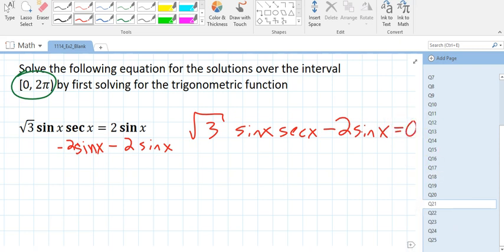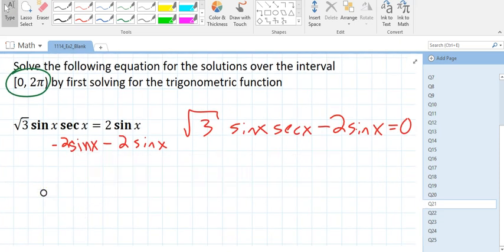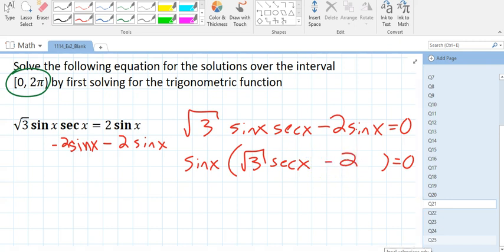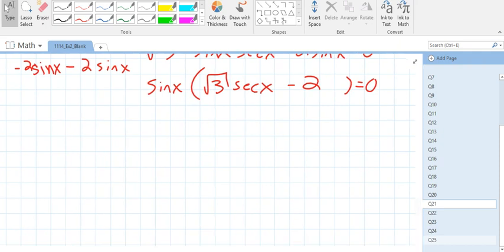Why did you want to set this equal to 0? So that we can factor. Factoring is what you're going to do on this. What kind of factoring are we going to do? Pull out that GCF. What is the GCF in both of these? Sine. Pull sine out. So that will leave us with what? There you go. So now that it's factored, what do I do with all this information? Set them both equal to 0.